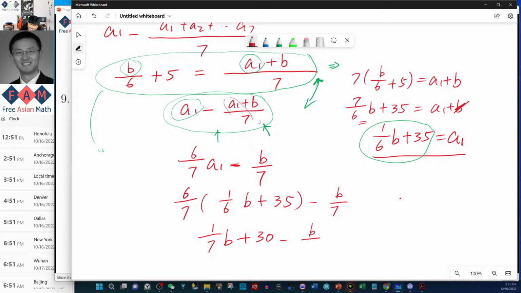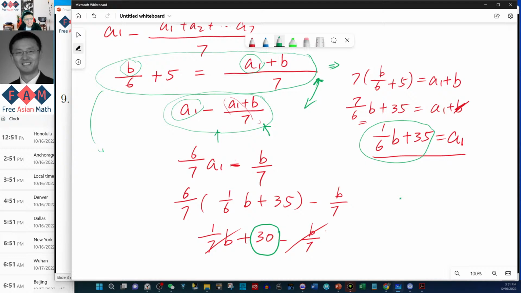Now you can see the magic. The magic is that after this, we cancel this out. Okay, so finally, the answer is 30. Why is this possible? Because the problem was written in a way that we expect this was bound to happen. We cannot solve B or A1 individually.